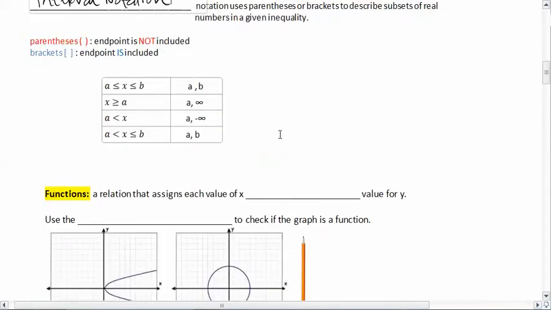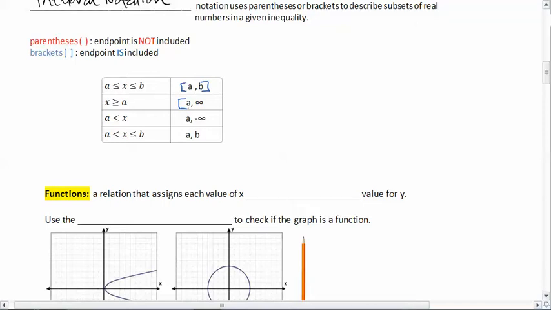We have a is less than or equal to x, which is less than or equal to b. So x can equal a and x can equal b, right? So that means we're going to be looking at is included. We want to talk about some brackets here. What about x is greater than or equal to a? So it can equal a. We know that x can equal a, so we're going to put a bracket on this side.